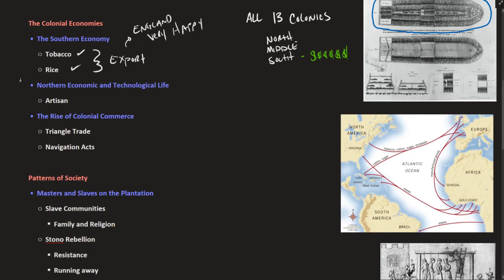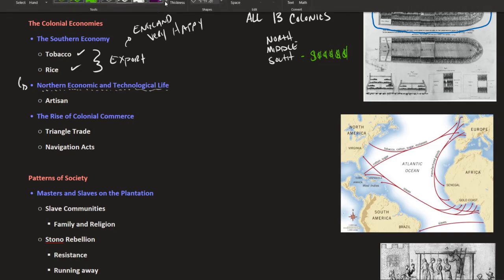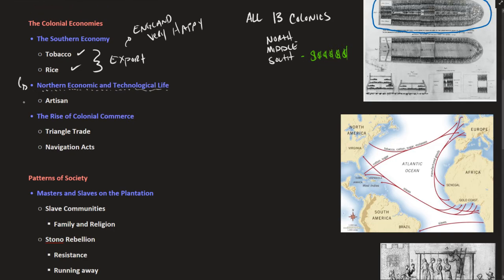Whereas when you look at the northern colonies, again, recall, what was the purpose for a colony like Massachusetts? What was the purpose for a colony like Rhode Island? Anybody want to answer that or type it in chat?